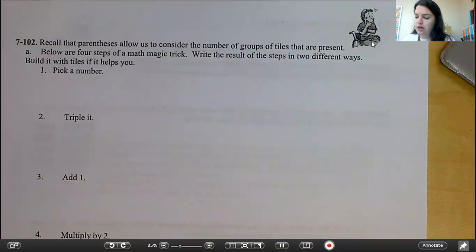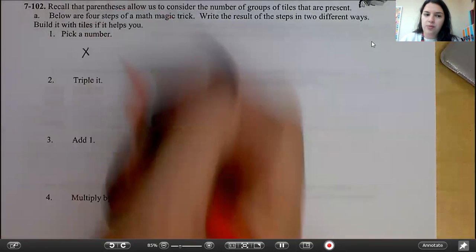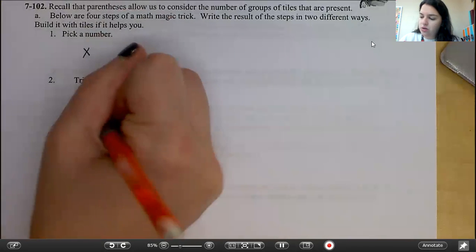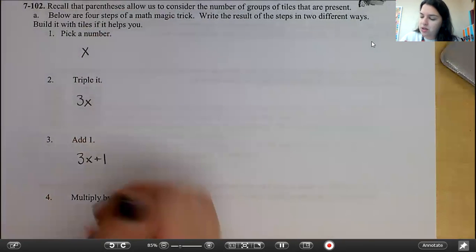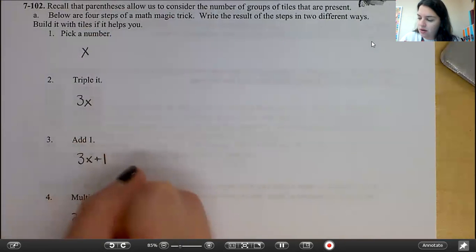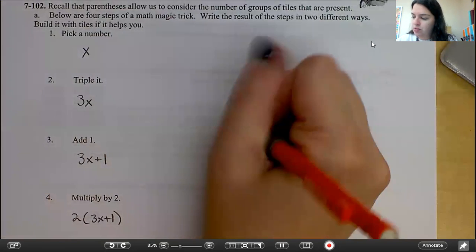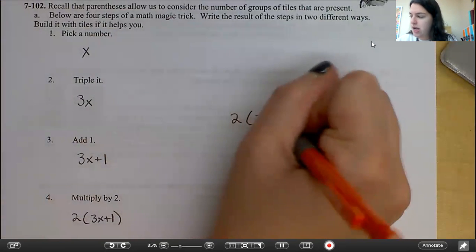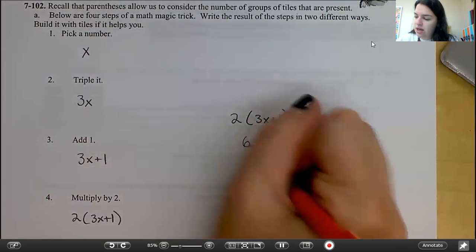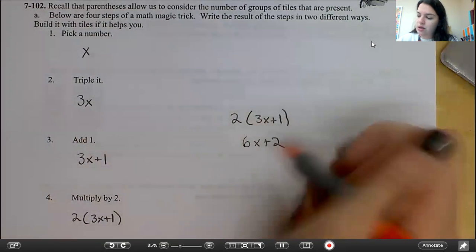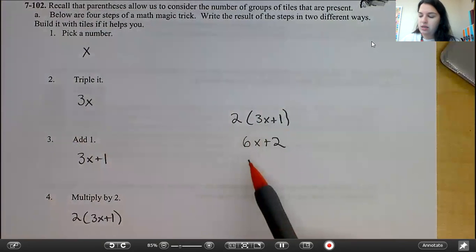Okay, if you're back with me, you've tried to answer 7102, just part A. So let's take a look. We know we pick a number, that's a variable, x. We triple it, 3x. Then we add 1. And now we need to multiply by 2, which means we end up having 2 groups of 3x plus 1. So one way to write this mathematical magic trick was 2 times (3x plus 1). And then you could write it another way without parentheses. You could have 6x plus 2. If you were to draw that out, you would have 2 groups of 3x plus 1, which ends up being 6x plus 2 in total.